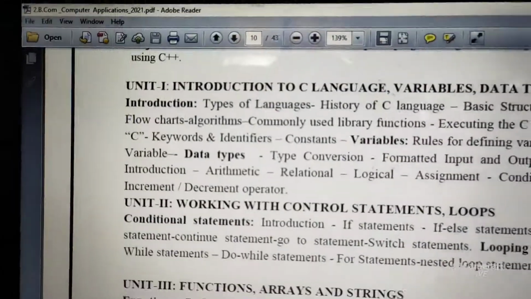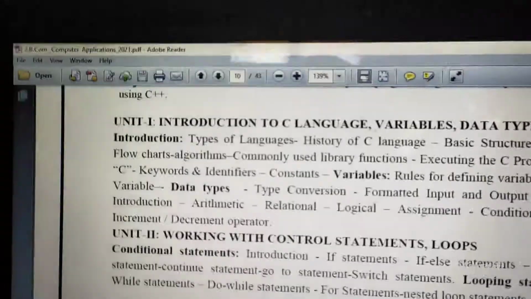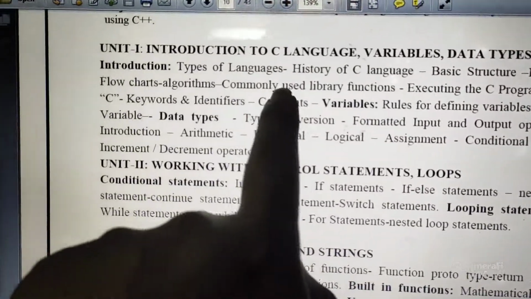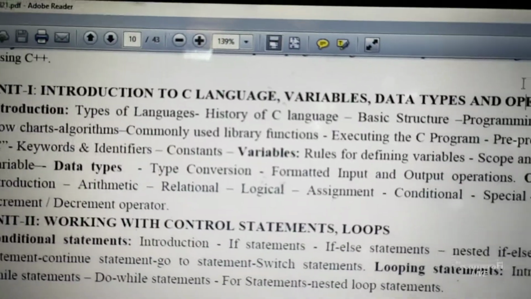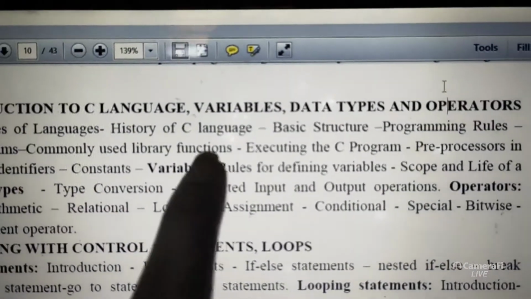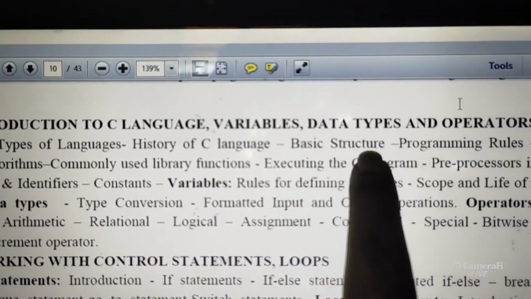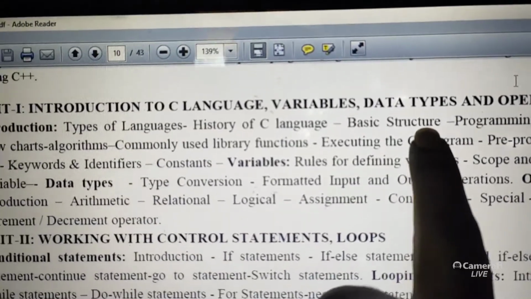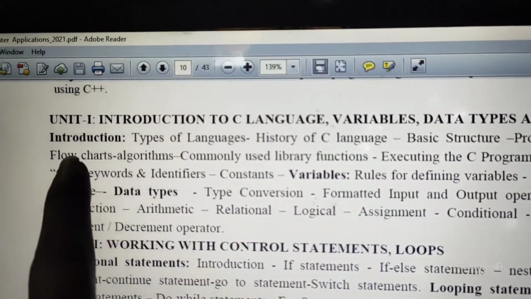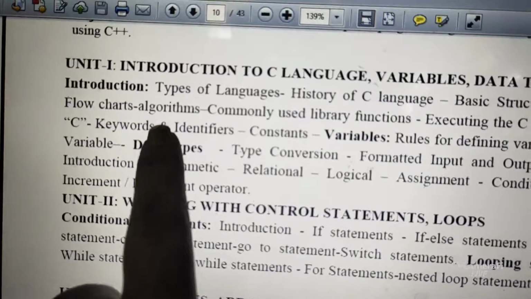Last time we finished your topics. Introduction of languages, we finished. History of C language, finished. Second topic, third topic, basic structure, we finished. So today we are going with this topic, flowcharts and algorithms.